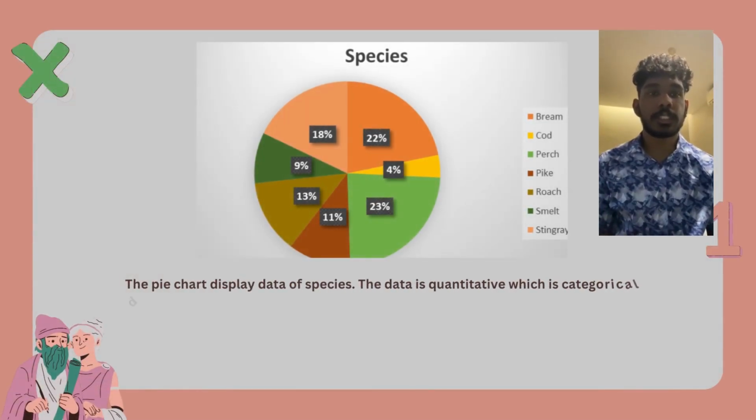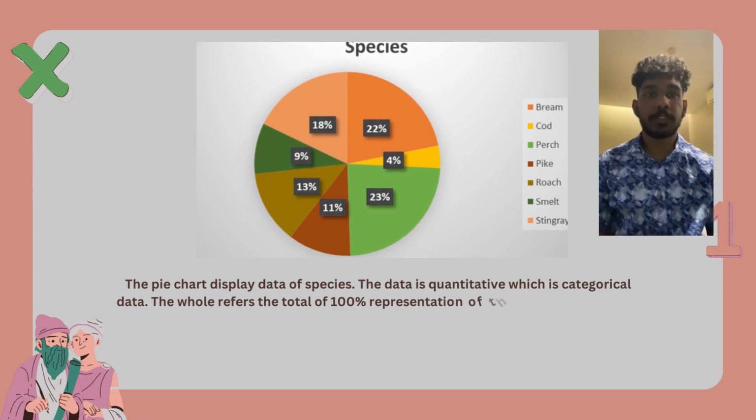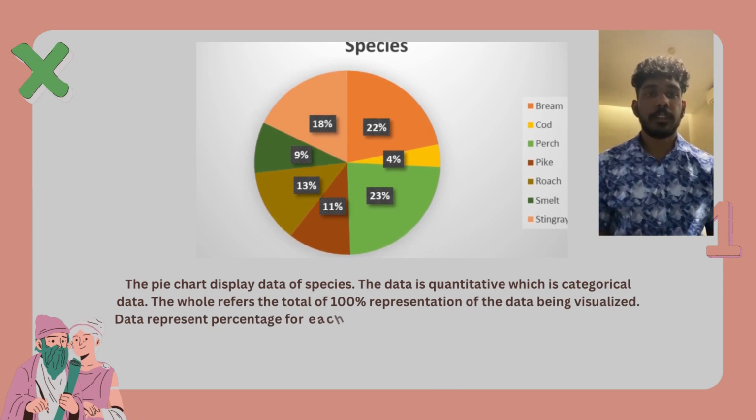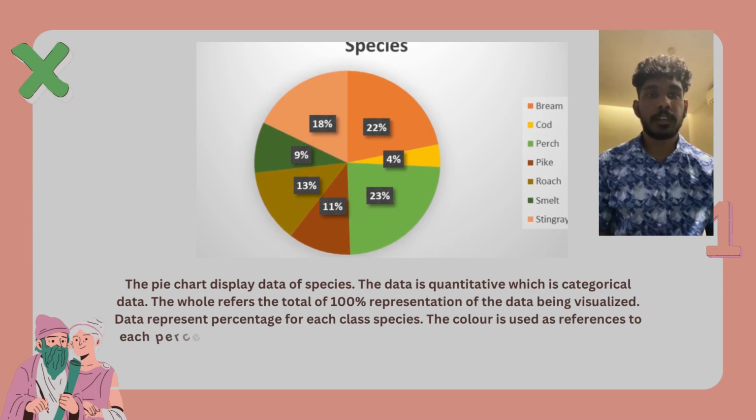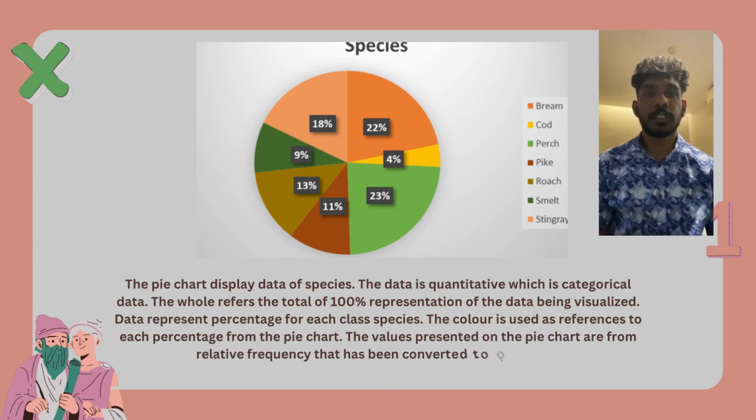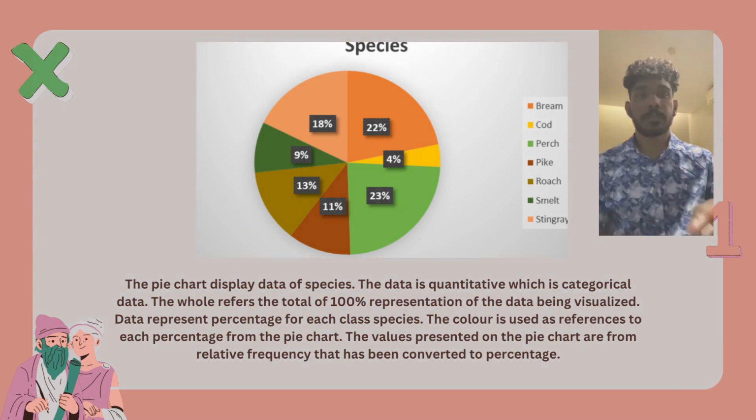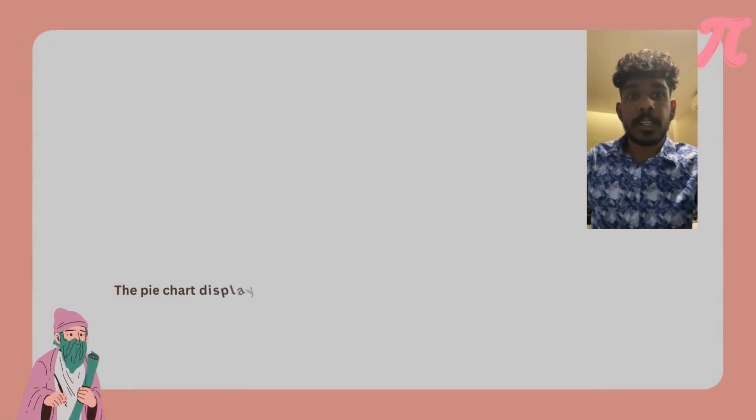The color is used as references to each percentage from the pie chart. The values represented on the pie chart are from relative frequency that has been converted to percentage. The pie chart displays data of place.